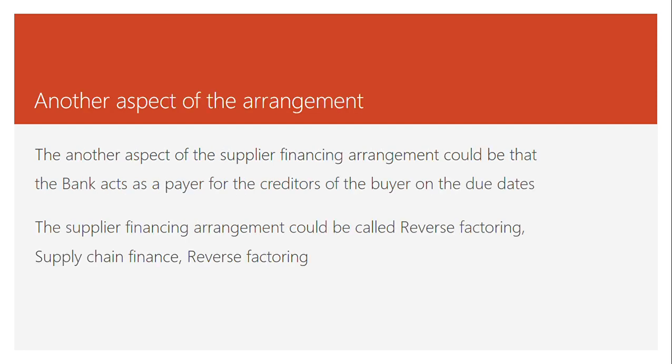Another aspect of the supplier financing arrangement could be that the bank acts as a payer for the creditors of the buyer on the due dates. This is another aspect of the arrangement. The supplier financing arrangement could be called reverse factoring or supply chain finance.